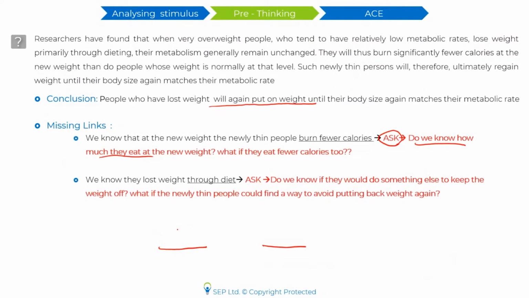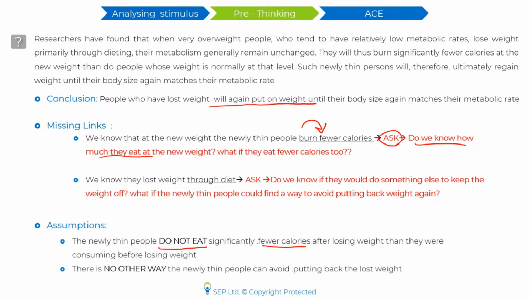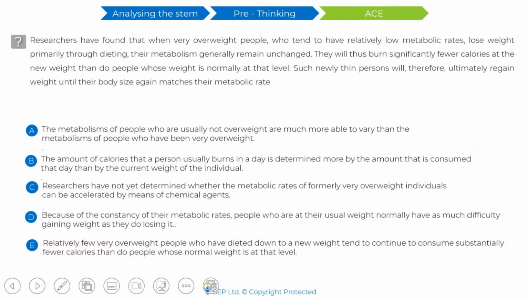So by asking that how or why you can understand, okay, they're going to burn fewer. How much are they going to intake? All right, they lost weight through dieting. What if they started exercise also? So you're looking at these small missing pieces of information. Let's now eliminate the choices.